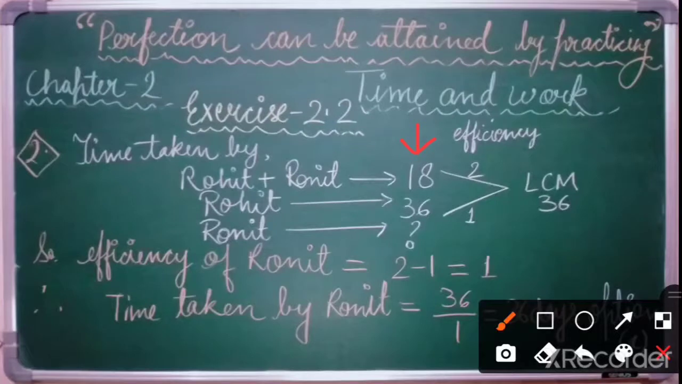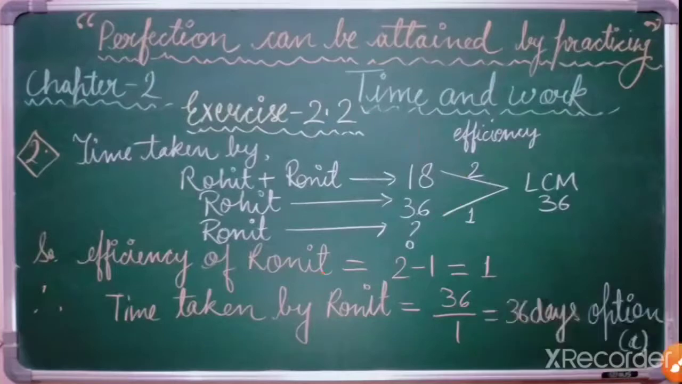So how many days will Ronit take? That's easy. Just take out the LCM of 18 and 36, that is 36. So the efficiency of Rohit and Ronit together is 18 2s are 36, so 2, and the efficiency of Rohit is 36 1s are 36, so 1. Subtract the efficiency of Rohit from the total efficiency 2, and you get 2 minus 1, which is 1. So time taken by Ronit would be total work, that is 36, divided by efficiency 1, that is 36 days. So option A would be your correct answer.